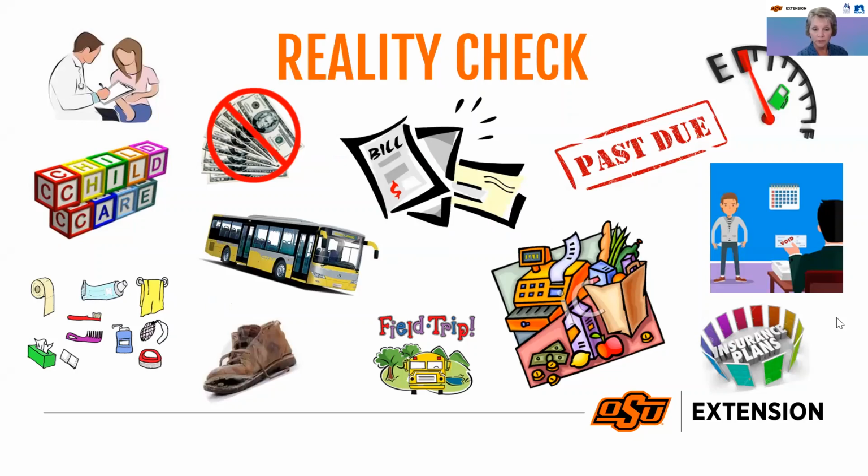Would it be for food? Would you spend it on gas money, childcare, electric bill, field trip for your child, past due bills, personal hygiene items, a bus pass, and then all the other things that come into our daily lives? How would you decide where you spend that money? And yes, it'd be difficult to decide how to spend your limited amount of money.